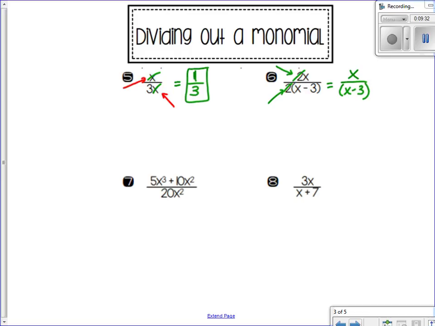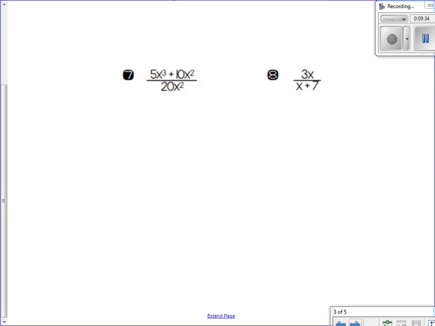All right, let's look at number 7. Number 7, when I look at it, I'm checking out these numbers. I got a 5, I got a 10. If I look right there, I know that I can divide out a 5 out of the top of that fraction. There's also something else that both of those terms have in common. They both got x's with them.